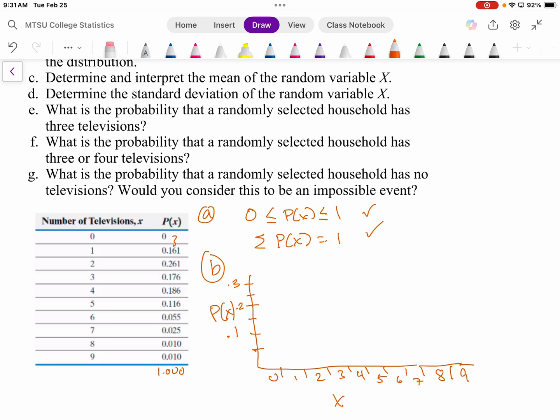So we go 0.161, so that would be right about there. 2.61, so that's right about there. 1.76, so a little bit taller than that one. A little bit taller than that one. Back down to somewhere about there. 0.55, so that'd be somewhere about right there. Then we get smaller, so about halfway there. Then we get smaller. Then the next two are the same height, so let's go smaller. Boom, boom. So there is my distribution.